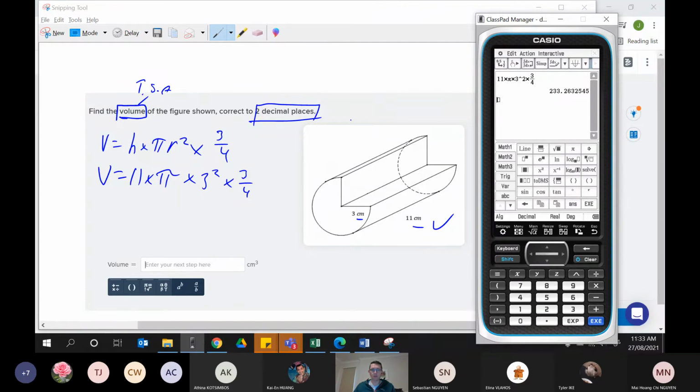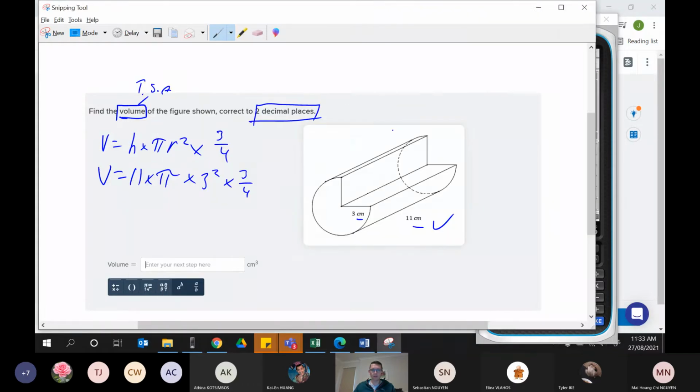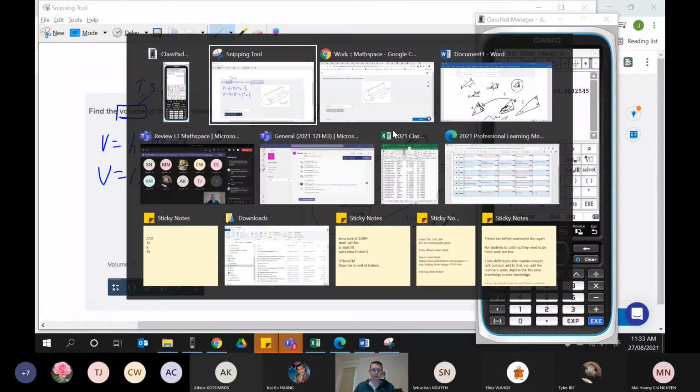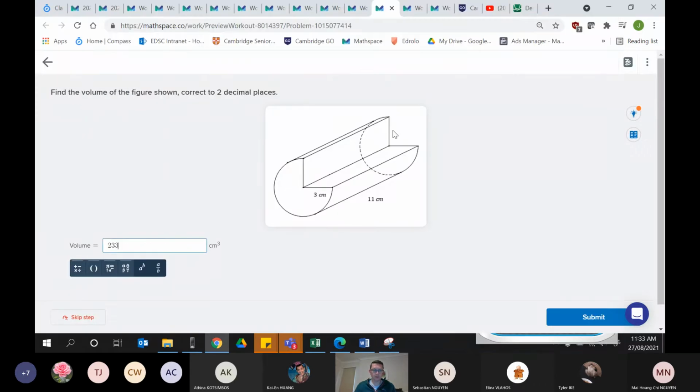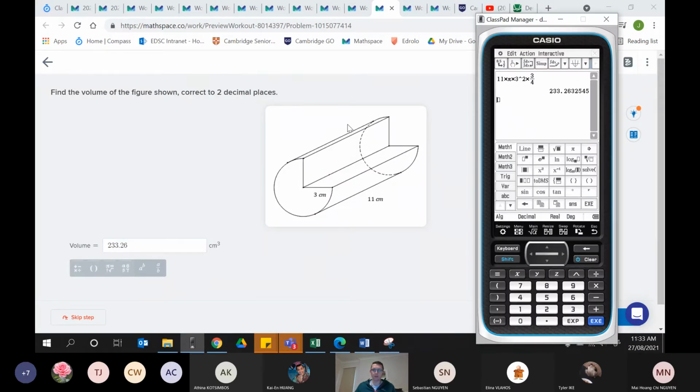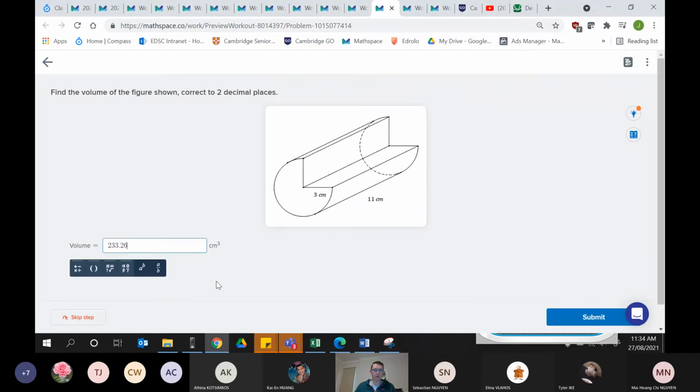223.26. What is the volume of this? Correct to 2 decimal places. Yep, happy with that. What did I say? 233.26. I always have transcription errors, so I'm going to double check that. 233.26. I'm happy with that.